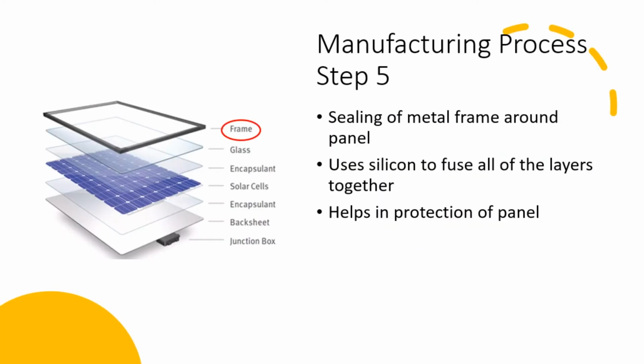Going over the 5th step is the sealing of the metal frame around the panel. The metal is used as the frame due to its high strength and low cost compared to other materials. It uses silicon to fuse all of the layers together, but then the metal is used to really lock it all in place, and it helps in the protection of the panel. Without the frame, all of the layers would easily fall apart, making the solar panel ineffective.